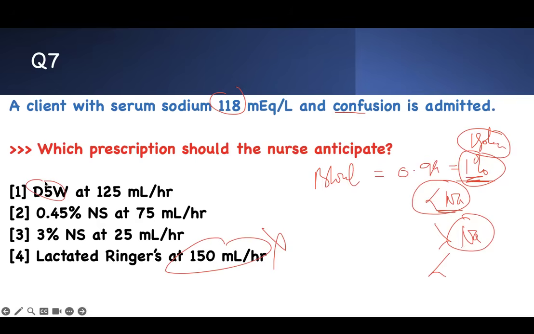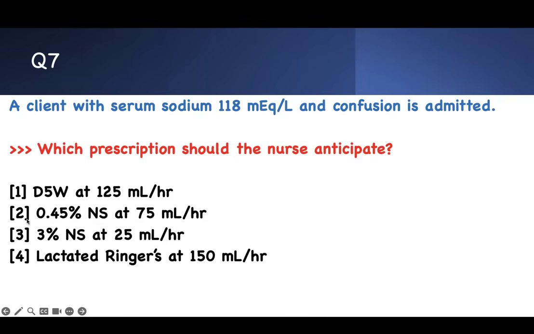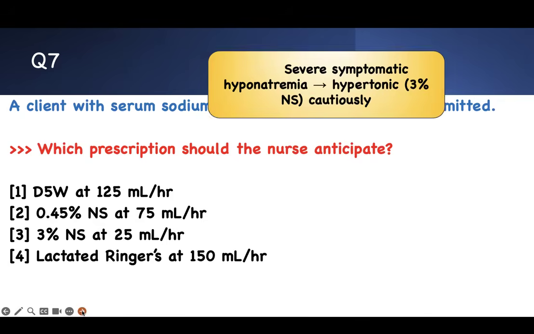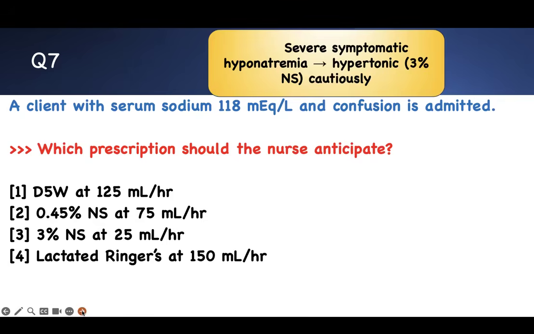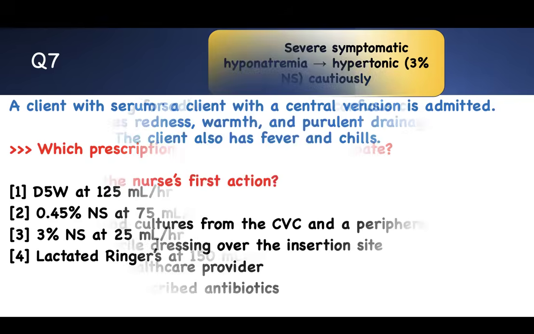D5W is what? Isotonic in the bag and what? Hypotonic in infusion. You never give this, it would dilute the sodium more. This is hypotonic. I should give you something higher. Therefore, hypertonic solution is the best answer choice. Therefore, this patient gets 3%. This is the way you should be able to understand it. Severe symptomatic hyponatremia needs hypertonic saline. So 3 is the right answer.